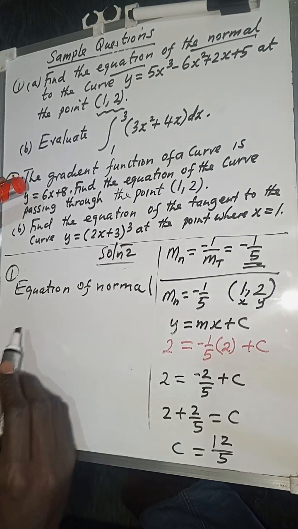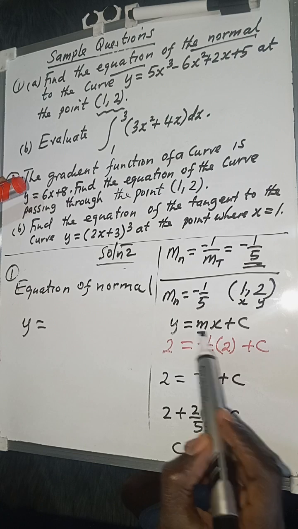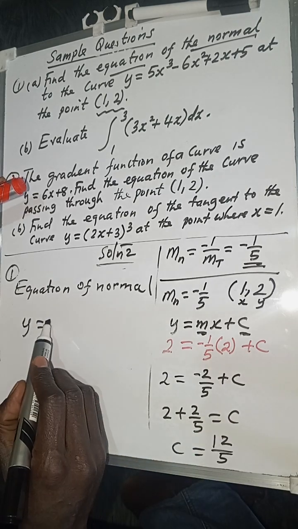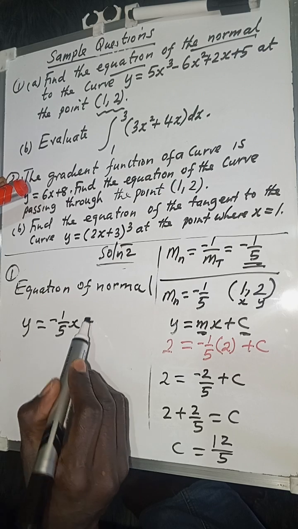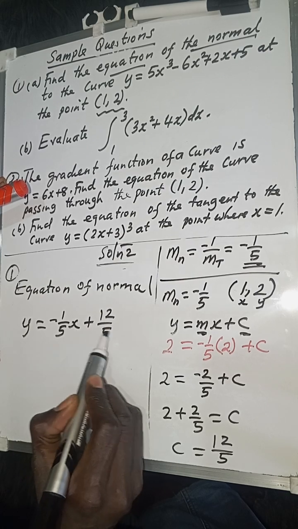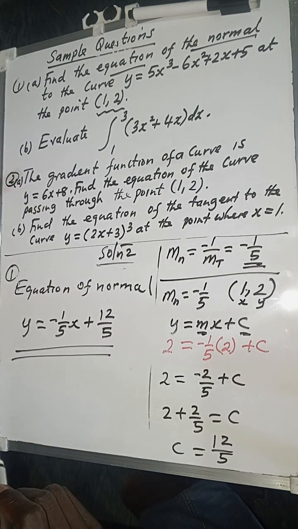The equation of the normal will be y equals... You replace your gradient and your y-intercept. The gradient is -1 over 5x. And what is my y-intercept? It is 12 over 5. You can simply end there.